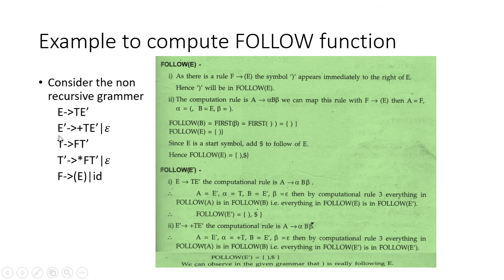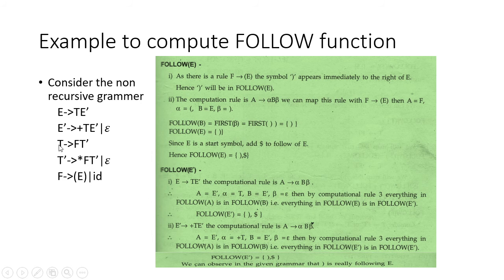Similarly is the case of E dash derives plus T dash. So you can compute the same way. E dash derives plus T dash. So the same thing can be repeated. A derives alpha B beta. We are finding E dash. So B is E dash, and beta is epsilon. So again the same rule applies, because beta is epsilon, so follow of A is in follow of B. So we get the same answer. Follow of E dash is equal to closing bracket and dollar.